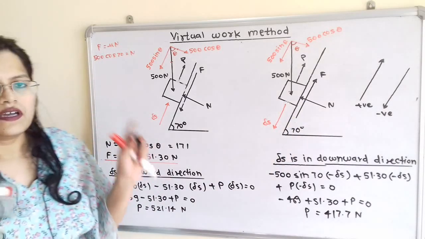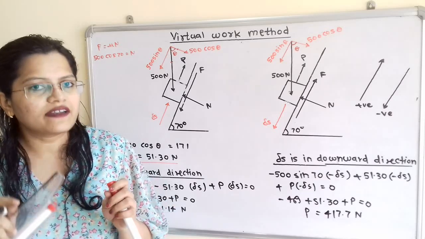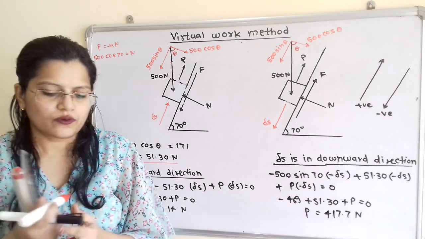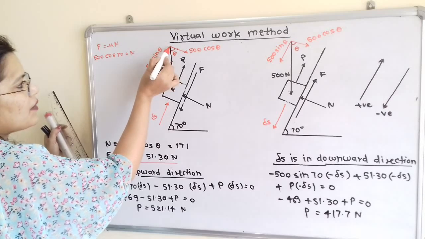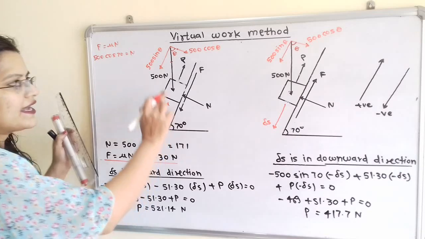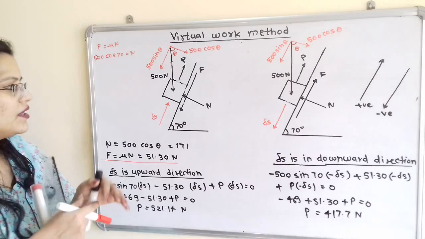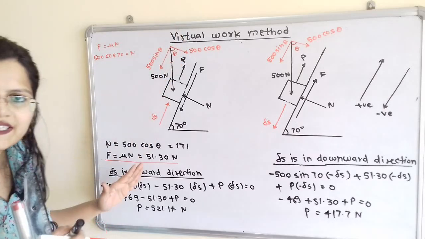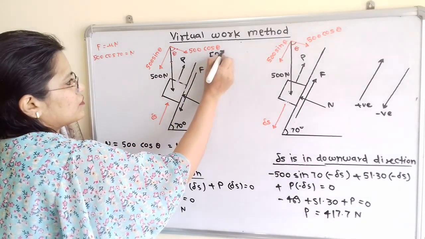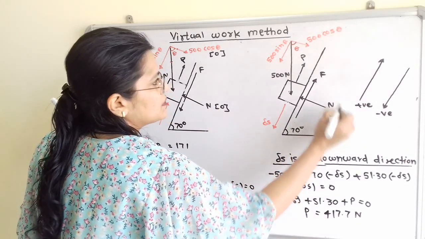Now for the components which are perpendicular to the inclined surface, the displacement is equal to 0. So we will mention the displacement. So this component is perpendicular to the inclined surface. So for this component delta S is 0, because there is no movement along the perpendicular direction. This movement is taking place along the inclined surface only. So we will show here the displacement is 0. So for N also displacement is 0. So we will show the displacement 0.